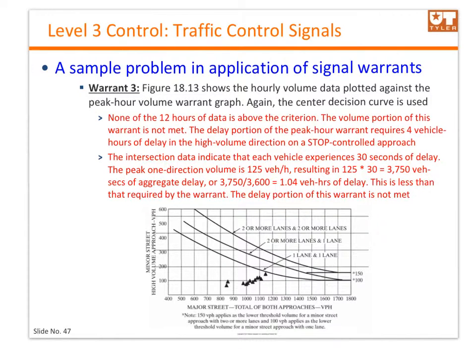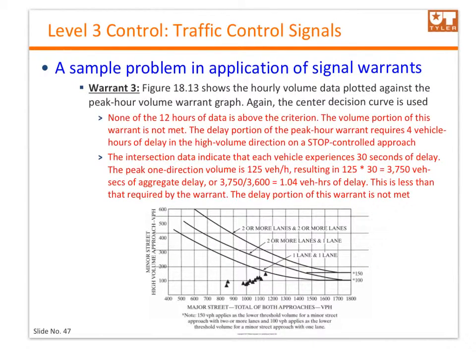How about warrant 3? Now we're going to be using figure 18.13 that shows the hourly volume data plotted against the peak hour volume warrant graph. Again, the center decision curve would be used because we're having 2 or more lanes in the major street and only 1 lane on the minor street. As you could see, all of them are beneath the criteria curve, and therefore none of the 12 hours of the data is above the criteria.